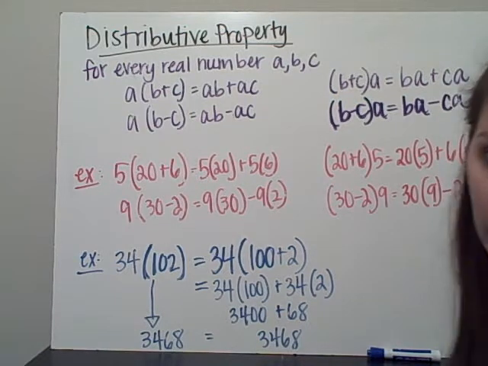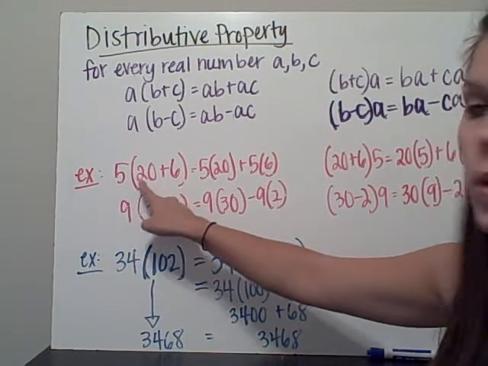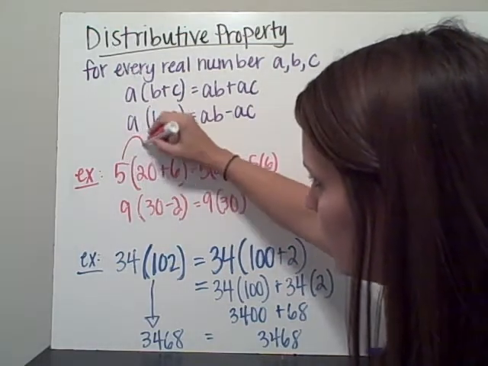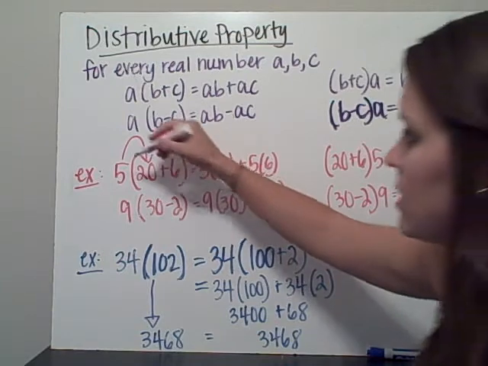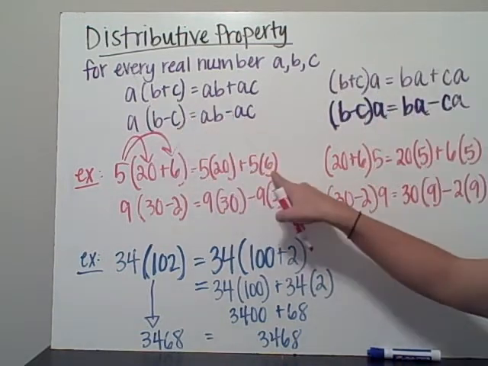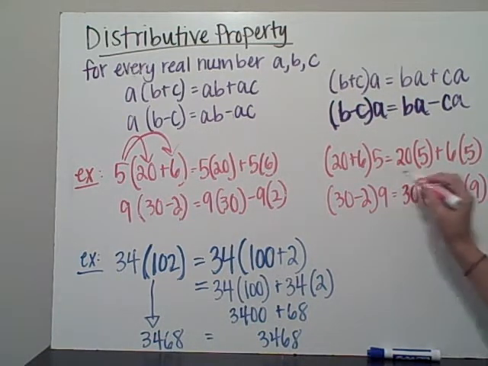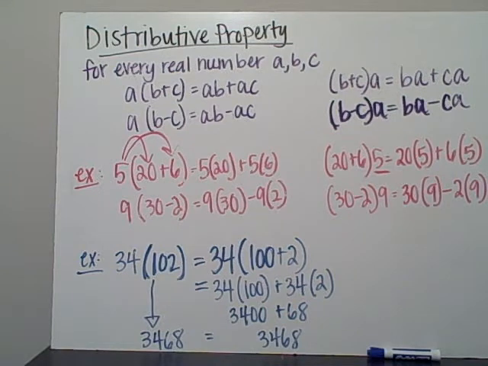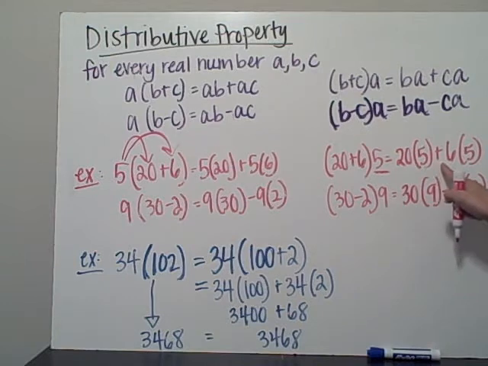So let's look at some examples. We have 5 times the quantity 20 plus 6. So you are going to multiply the 5 times 20, which we have here, plus the 5 times 6. We can also have the numerical factor in the back of the quantity. You're still going to get the same thing: 20 times 5 plus 6 times 5, which we get right here.